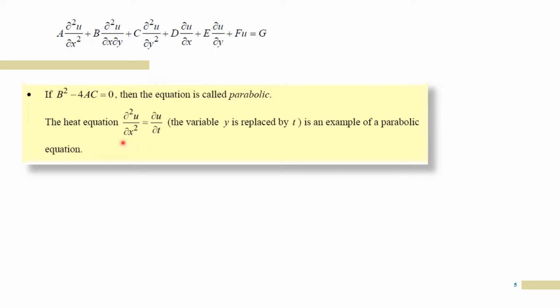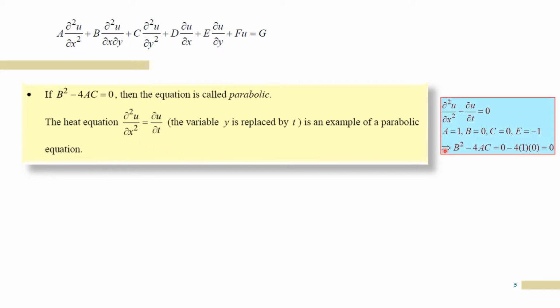Now, what type of equation is this? We are going to know its type by calculating the discriminant b squared minus 4ac. To do that, we are going to first shift ∂u/∂t to the left side of this equation, and we get this form of expression. From here, we can identify the values of a, b, and c.